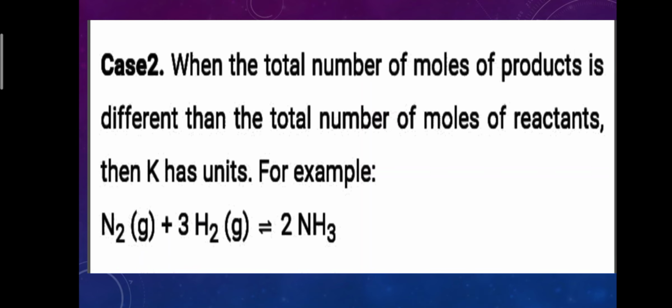Case 2. When the total number of moles of products is different than the total number of moles of reactants, then K has units. For example, N2 plus 3H2 forms 2NH3. On the reactant side, we have 3 plus 1, 4 moles, while on the product side, we have 2 moles of NH3.